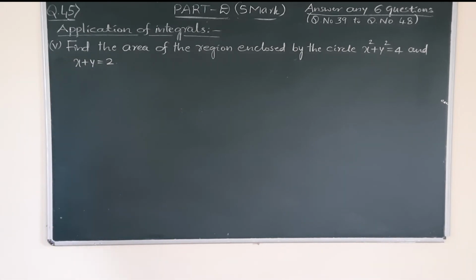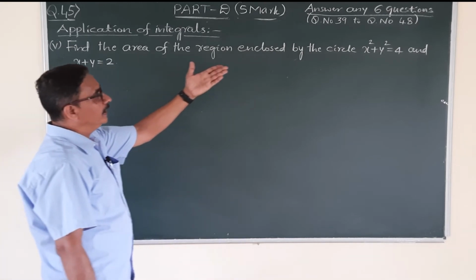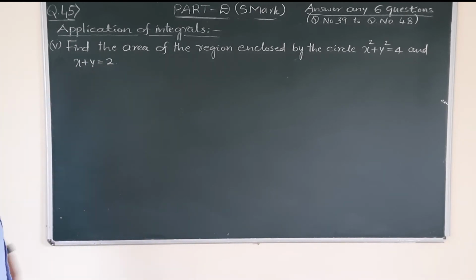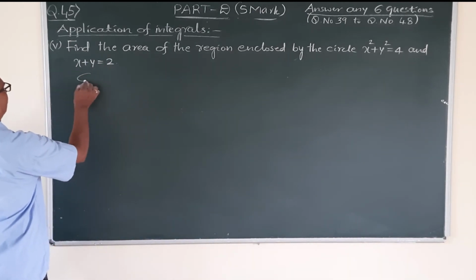Find the area of the region enclosed by the circle. Again a circle problem, a maximum circle problem. x square plus y square equal to 4 and the line x plus y is equal to 2. Look here, given data.